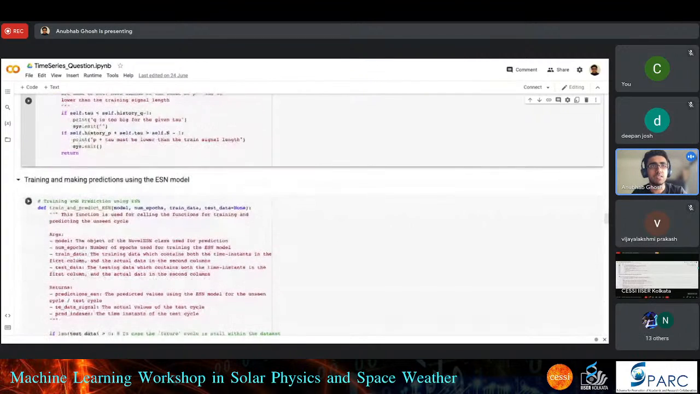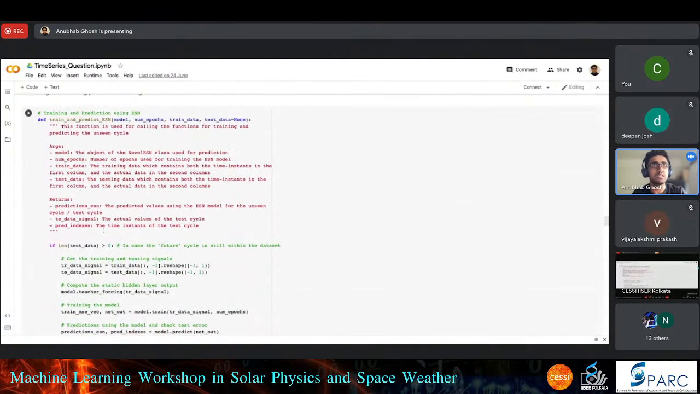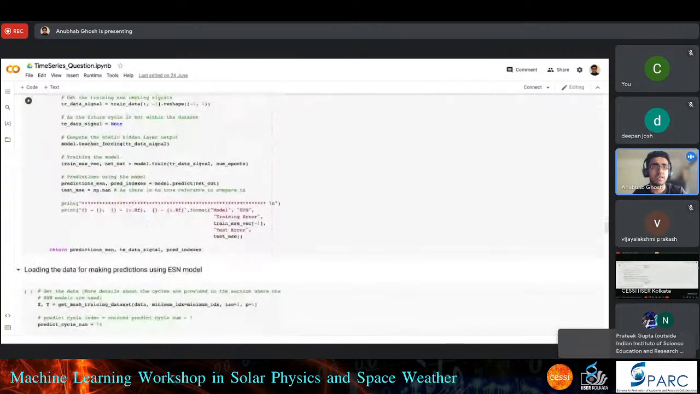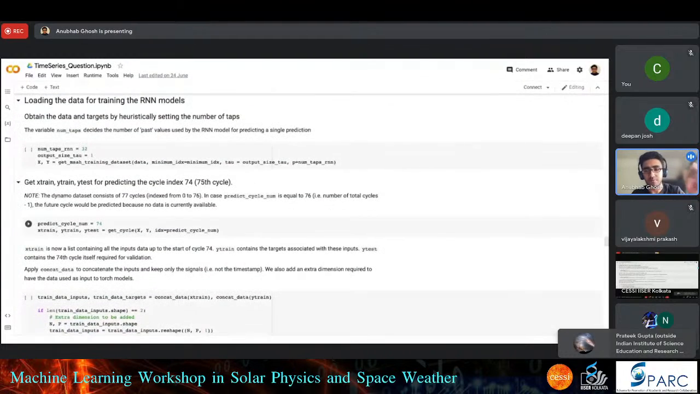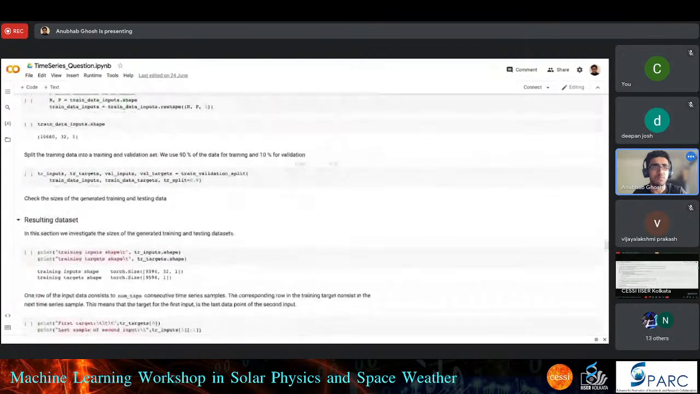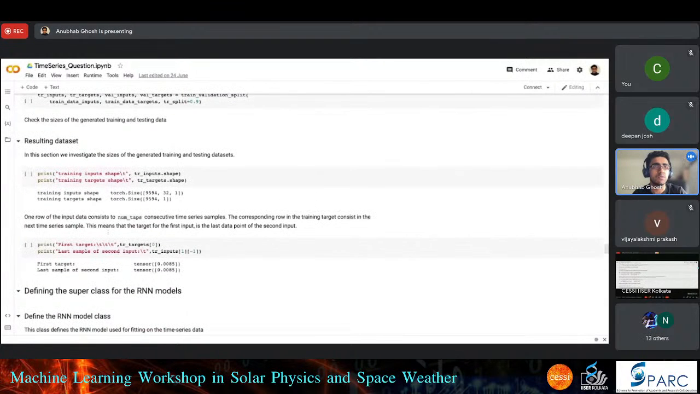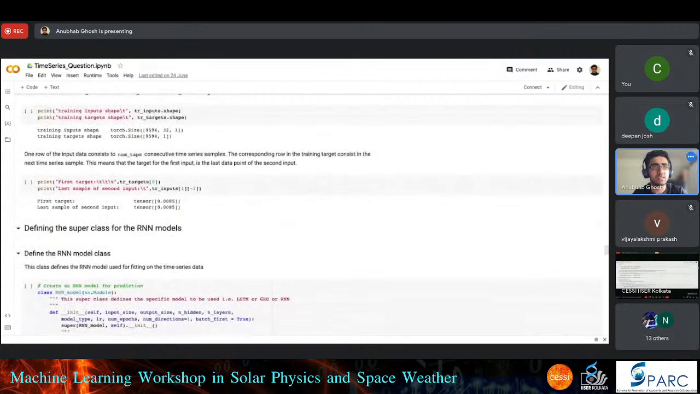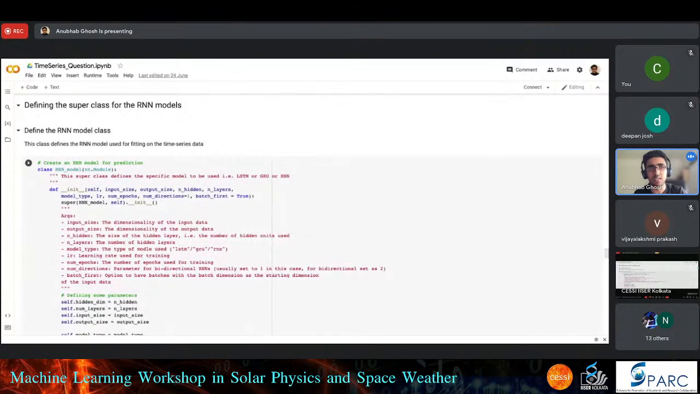And once you execute this, you can have some functions to do the training and prediction using the ESN network. If you do that, you should be able to see a graph of your predicted output versus your training output. I don't know if I have a figure here, but once you run it, you should be able to see comparison curves.